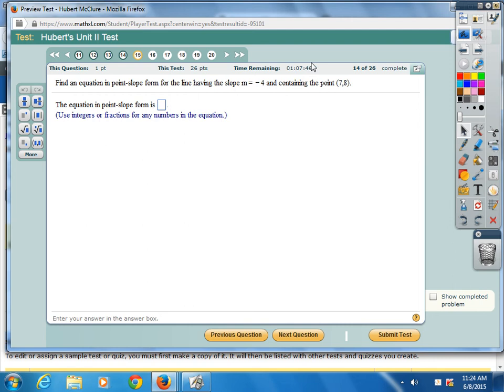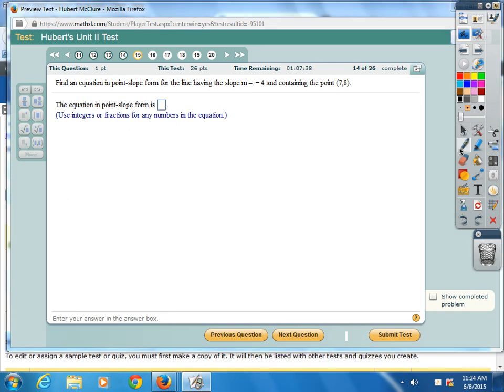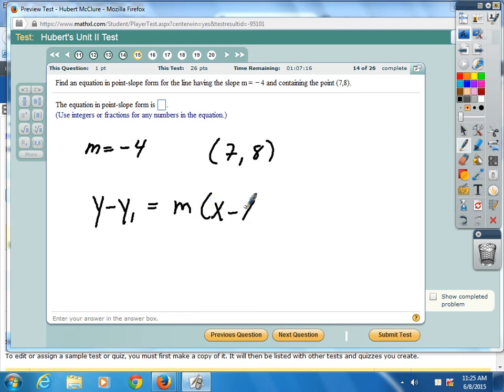It's time to throw this notebook away. If you don't start smiling when the first one, okay, I'm sorry. I'm not kidding either. You can be depressed when we leave. Yeah, well, we leave. And our point is 7, 8. y minus y sub 1 is equal to m times x minus x sub 1.